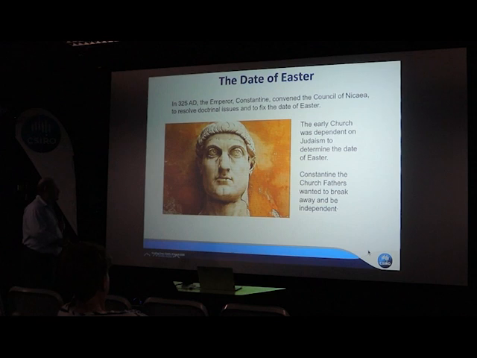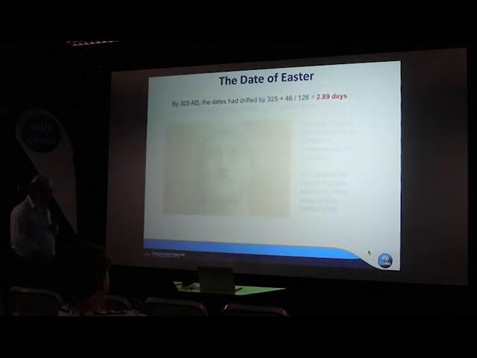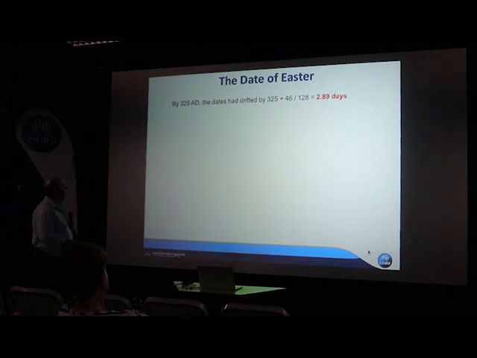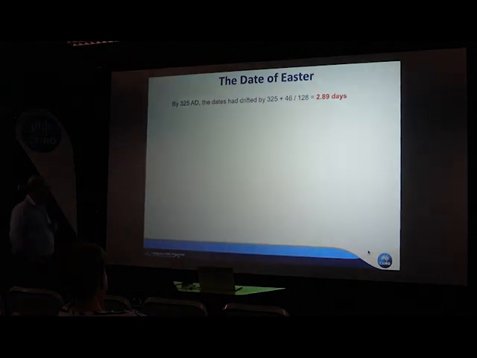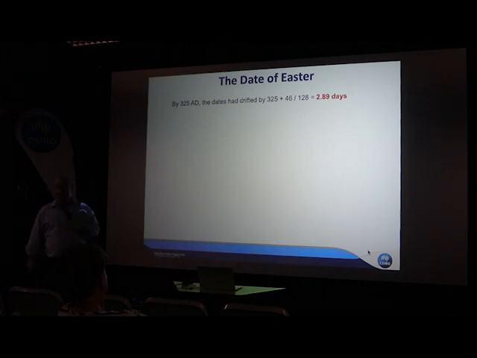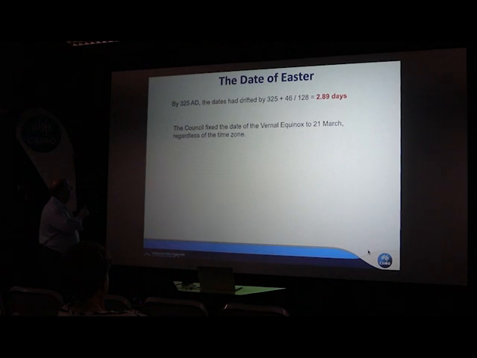So Constantine and the church wanted to break away from that and be more independent. So what they did was they came up with a series of rules to determine it independent of the Hebrew calendar. By 325 AD, the dates had drifted by 2.89 days, just under 3 days. So the council fixed the date.